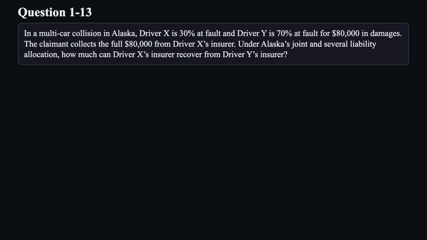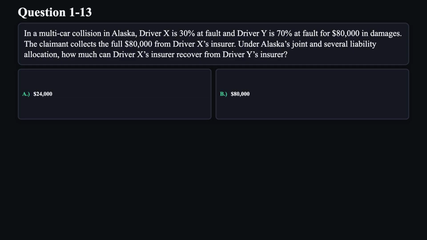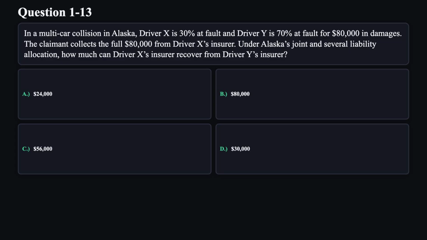Question 13. In a multi-car collision in Alaska, driver X is 30% at fault, and driver Y is 70% at fault for $80,000 in damages. The claimant collects the full $80,000 from driver X's insurer. Under Alaska's joint and several liability allocation, how much can driver X's insurer recover from driver Y's insurer? A. $24,000. B. $80,000. C. $56,000. D. $30,000.